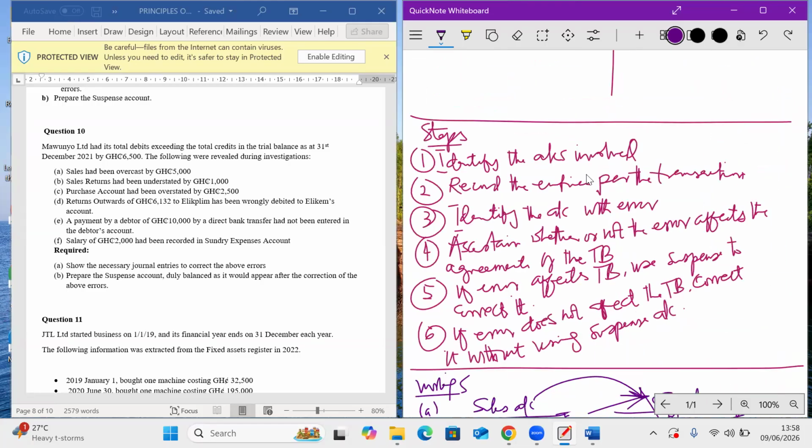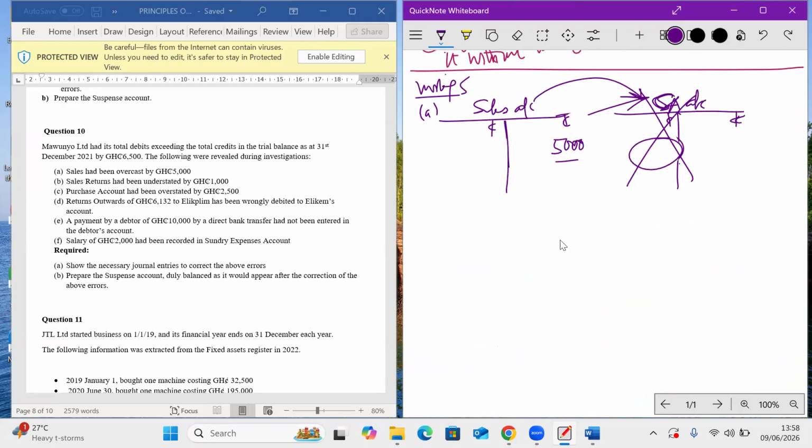So even without explanation, whenever you see error of casting, overcast, undercast, overstated, understated, they are affecting the agreement of the trial balance. It means that the sales figure will be more than what is in the other account. That's why I use 40,000 as an example. They may have actually sold 40,000, but they recorded 45,000. So it will not balance. Because the figures are not the same in the account, it will affect the agreement of the trial balance. It will make one side more than the other side. Are we good?